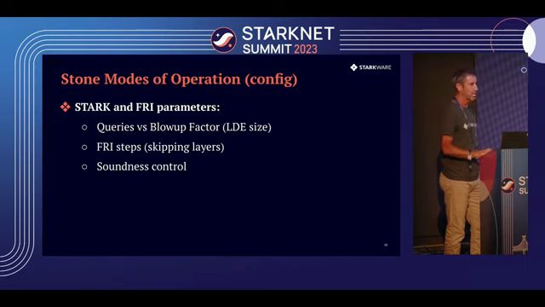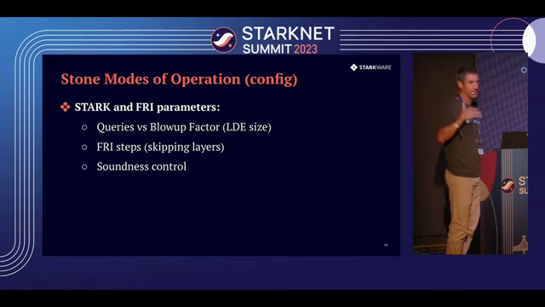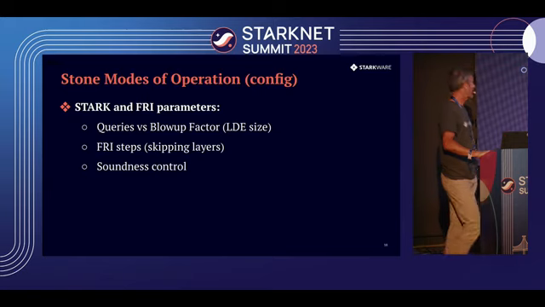We also have something called FRI steps. In the FRI algorithm itself, we can skip layers. These are the steps. The steps need to be consistent with the size of the trace. This is a parameter that is also a configuration of the proof. And some of these together basically imply the soundness of the proof.